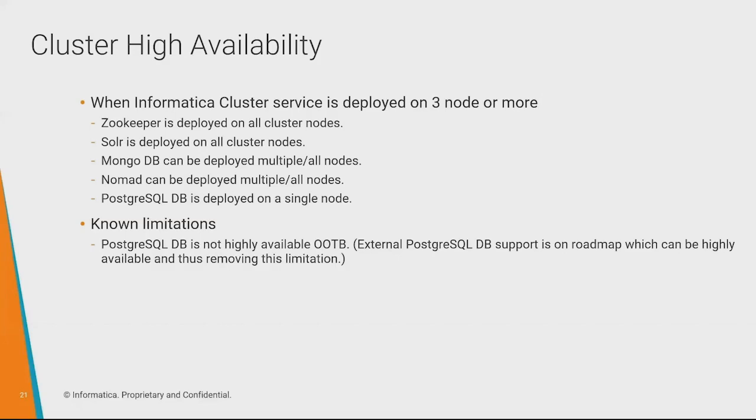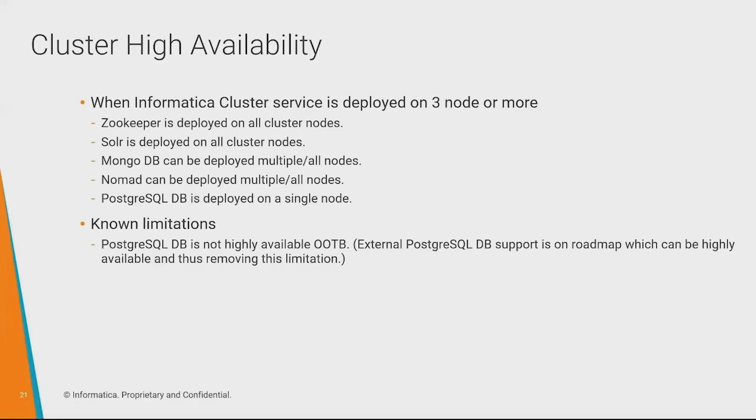But to understand the high availability part of it, we should know that this is something we can configure on more than one node, and that's what makes it highly available. The PostgreSQL DB, which is the similarity storage, is deployed on a single node as of now. Which means that out of the box, it is not highly available.